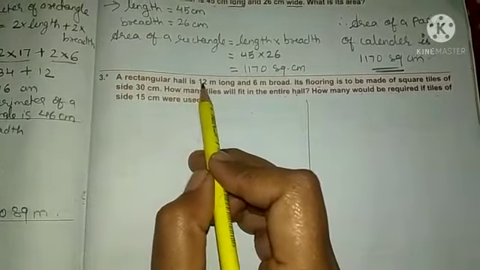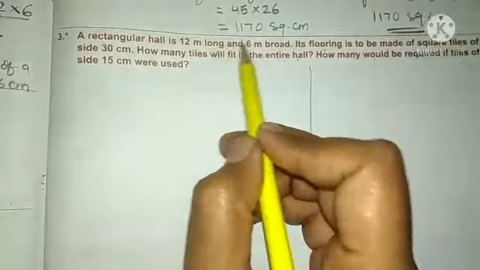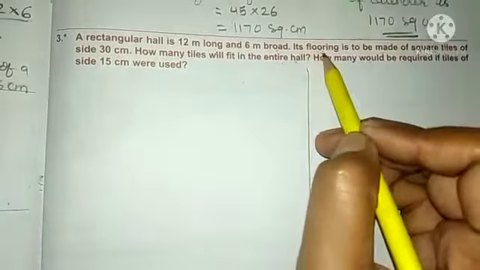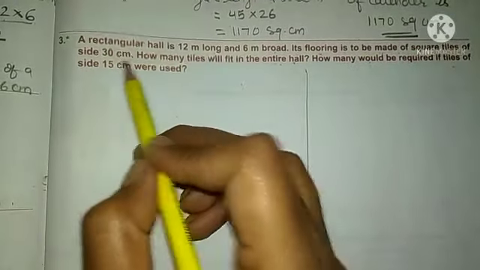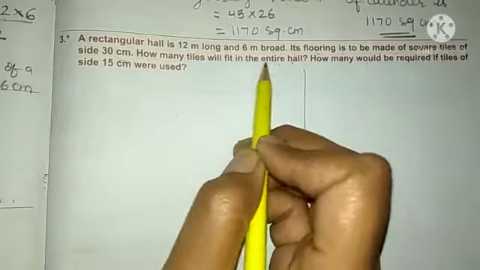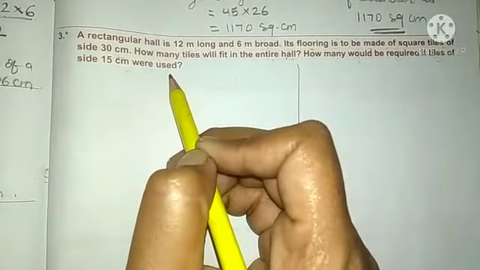Student, third question. A rectangular hall is 12 meter long and 6 meter broad. Long means length, broad means breadth. Its flooring is to be made of square tiles of side 30 centimeter. How many tiles will fit in the entire hall? How many would be required if tiles of side 15 centimeter were used?